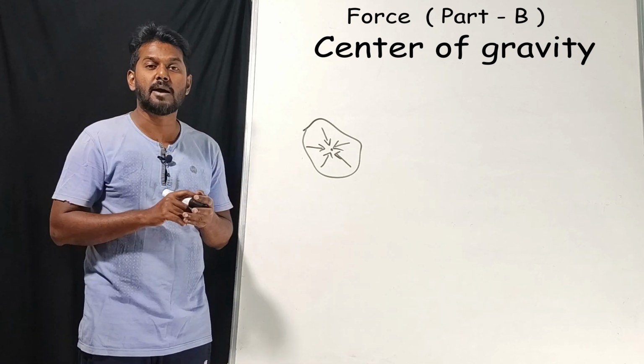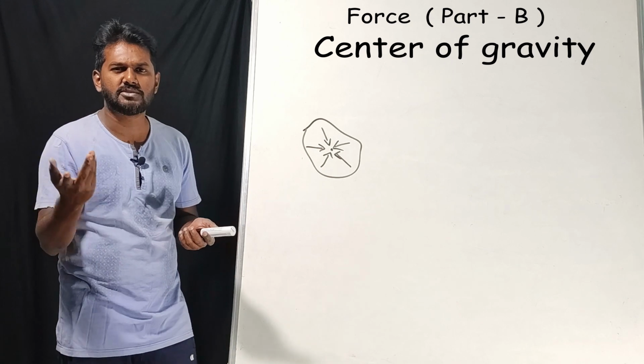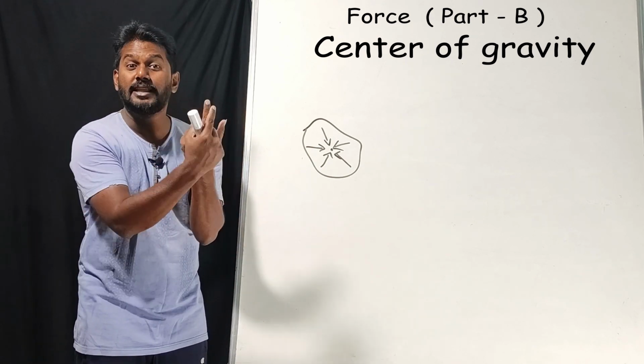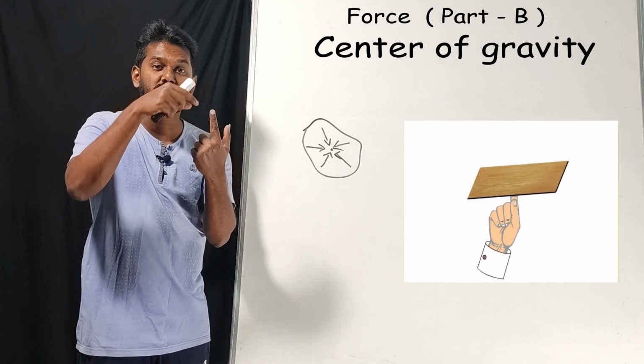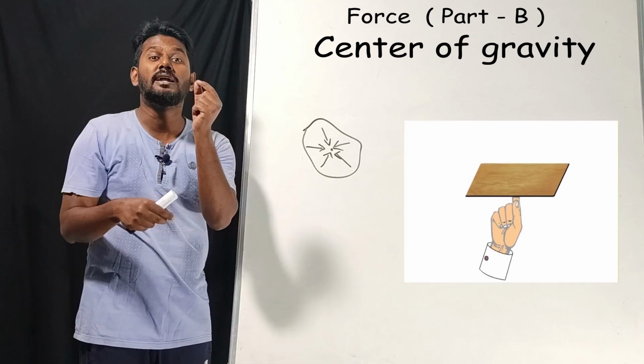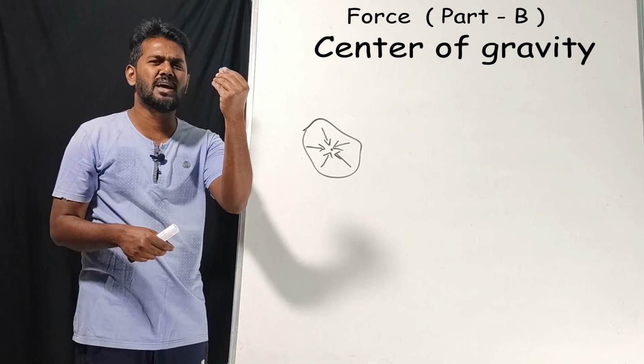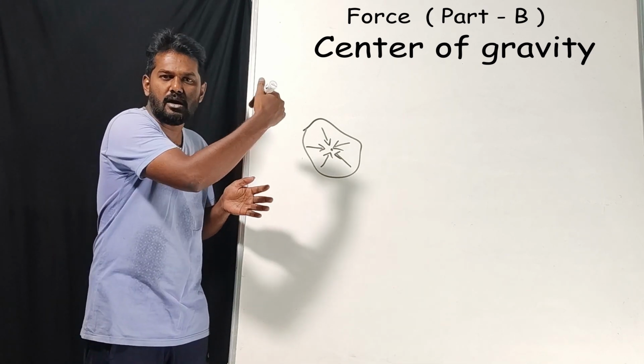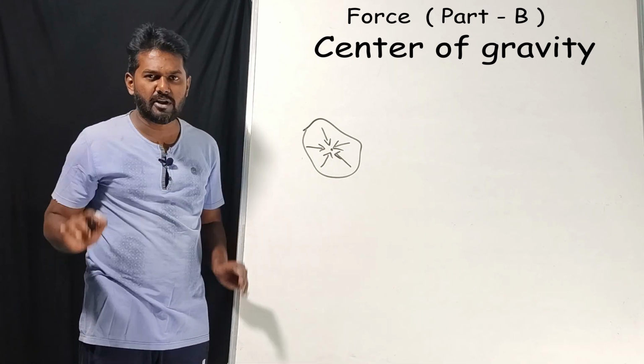We can take the example of a textbook. Few students I have seen, they hold the textbook like this and rotate it. At that point, all the weights are acting at that point. That is the center of gravity. That is a real life example. Now we will learn the complete thing about center of gravity.